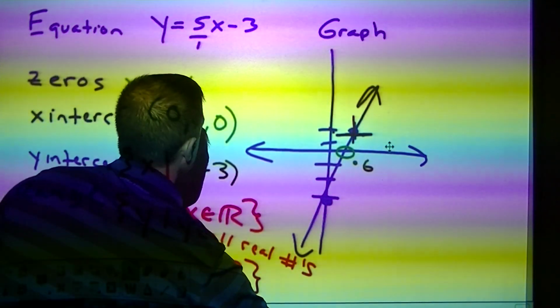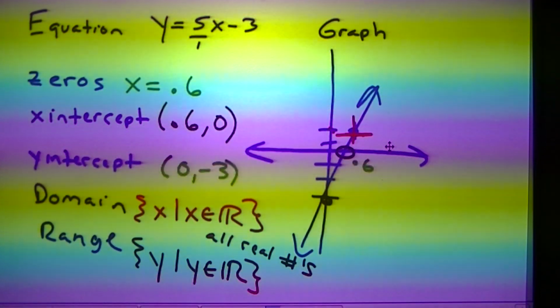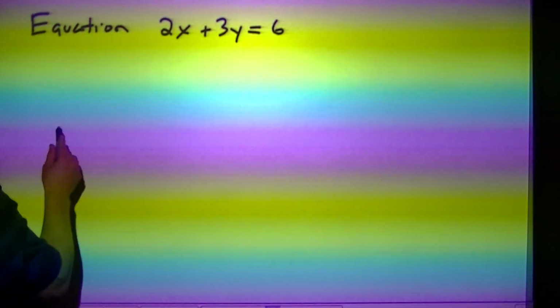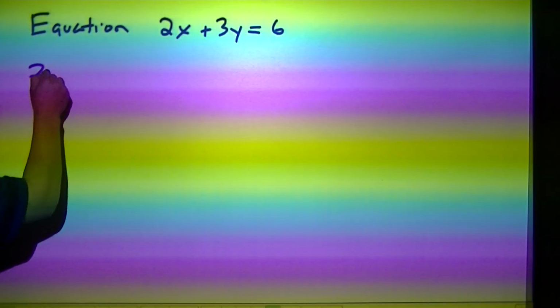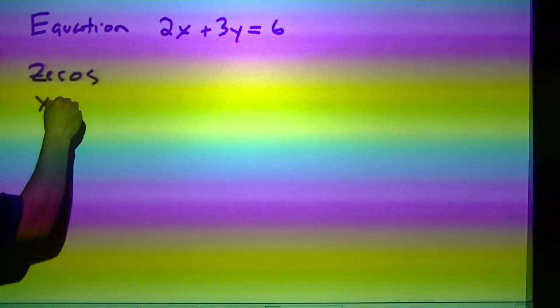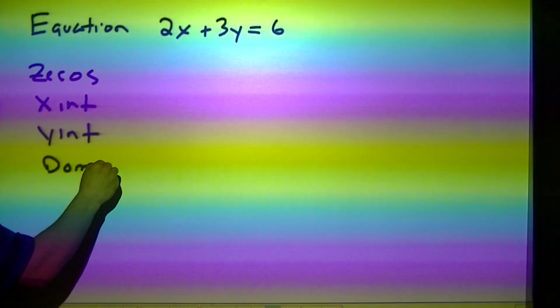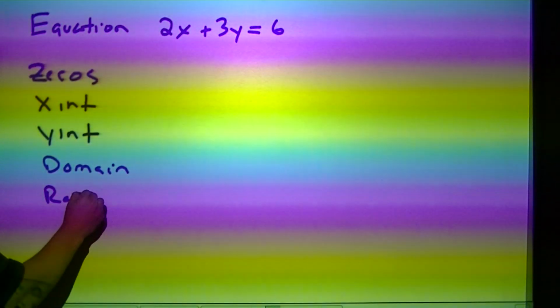On each one of these, I'm going to find the same things. So let's say this is my equation on this one. Let's say I got 2x plus 3y equals 6. And I'm going to find the zeros, the x-intercept, the y-intercept, the domain, and the range.